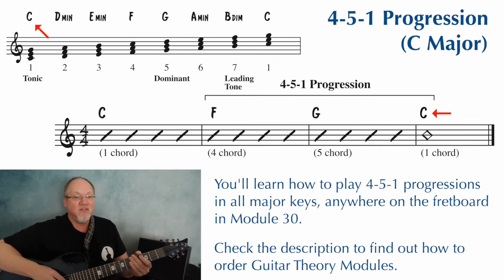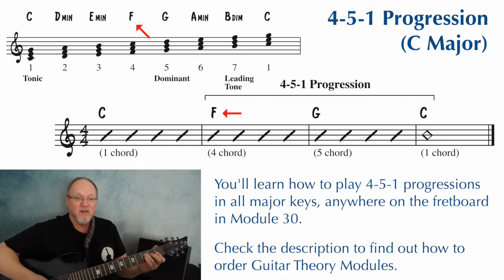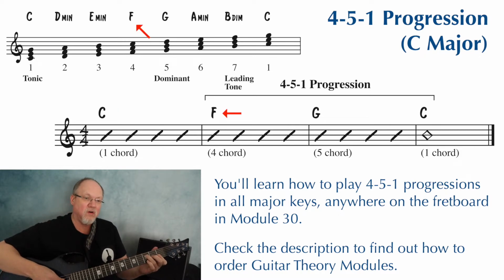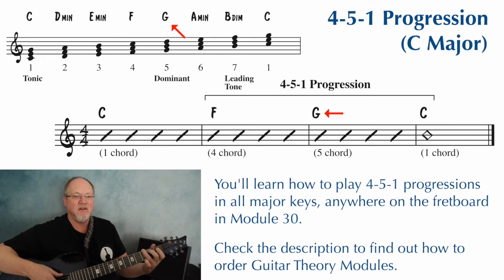So if you're in the key of C, if you're playing the 4 chord, you'll be playing the F. The 5 chord or dominant will be G, and the 1 chord would be C. So here's a C chord, 1, F chord 4, G chord 5, to C chord 1, 4, 5, 1.